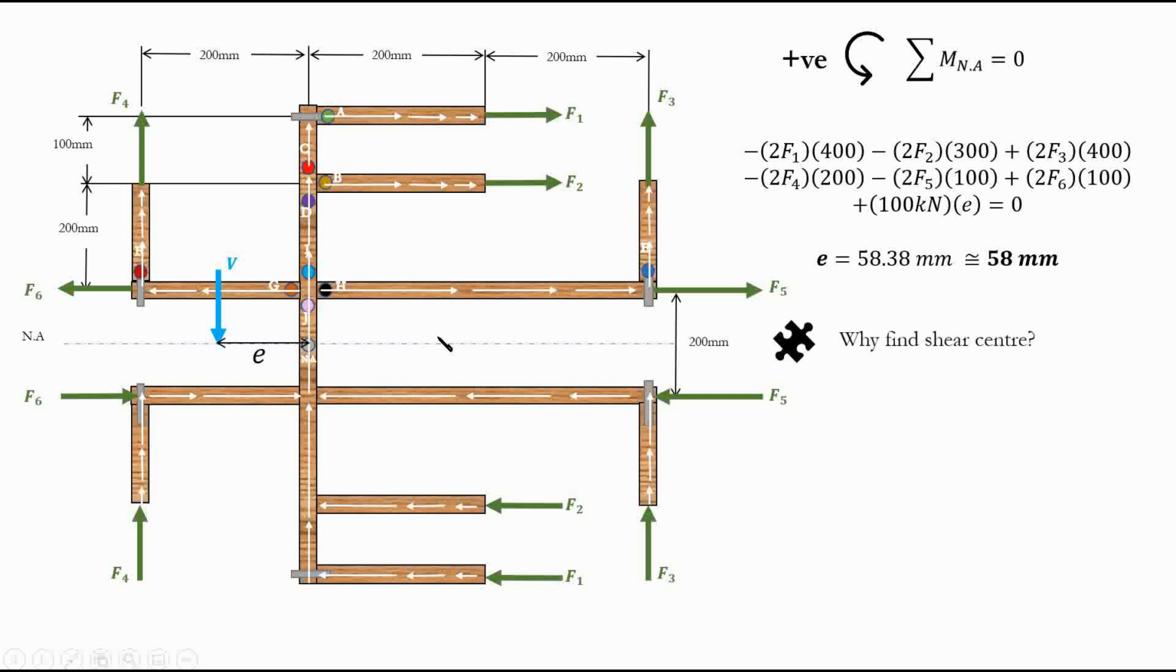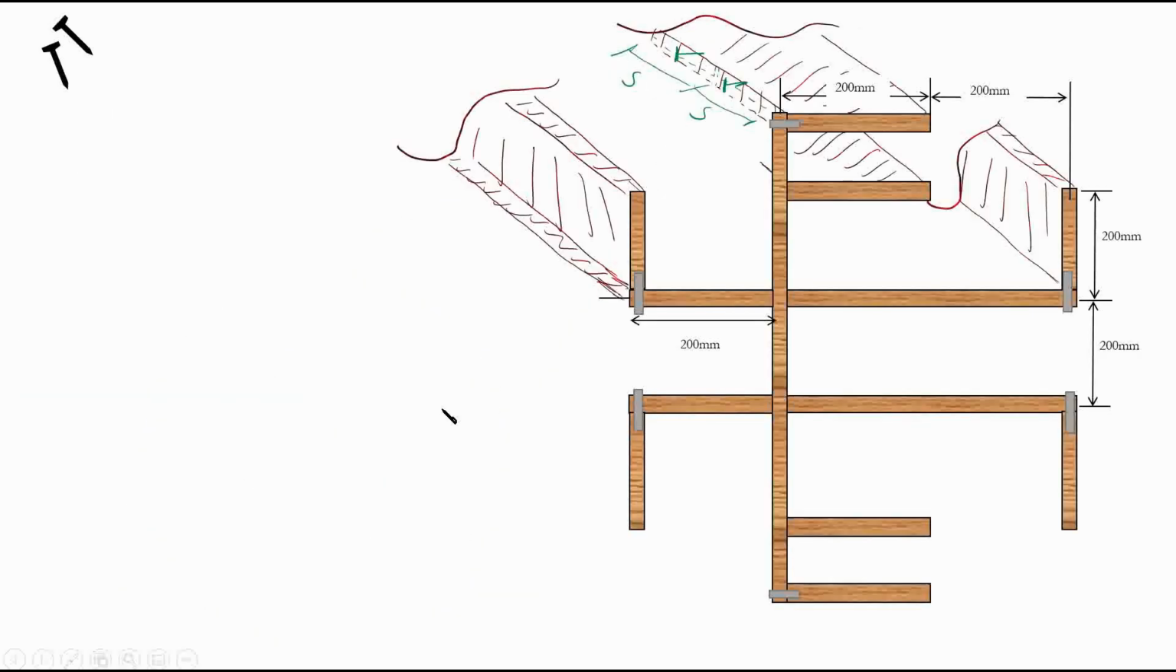And again, why do we find the shear center? It's just to avoid additional twist or torsional shear stress in the cross section, okay? Now, let's talk about the nail capacity question and the spacing of the nails.